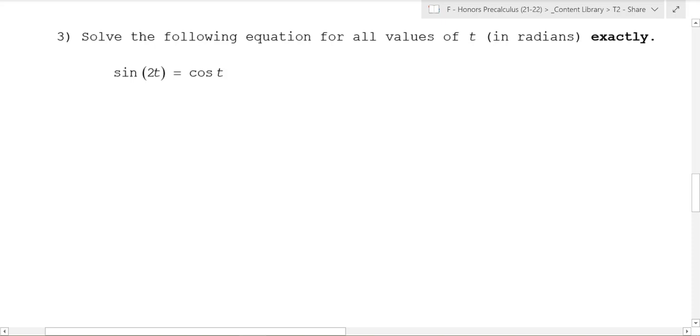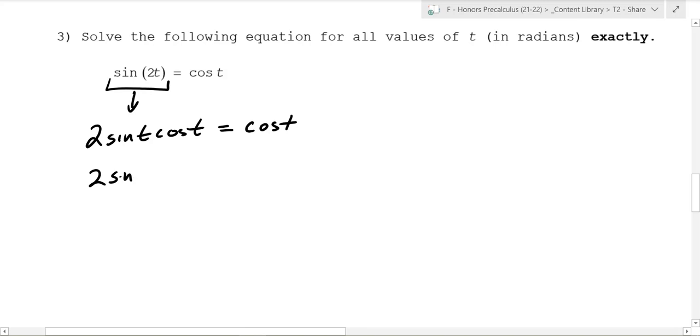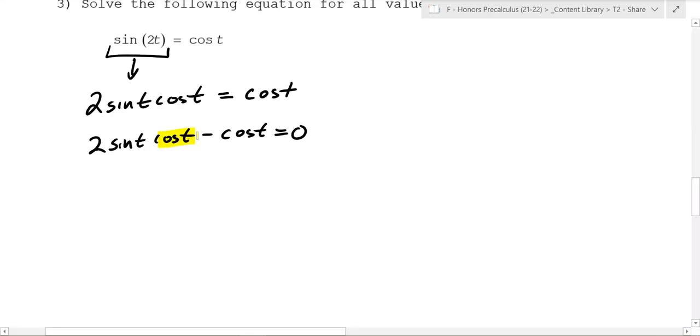So what we're going to do here first is use an identity we have above to turn this into something without 2t. This is equal to, by definition, 2 sine t cosine t from above, and the right hand side stays the same. We then subtract cosine t, and we get 2 sine t cosine t minus cosine t is equal to 0. And now what do you have in both pieces? You have a cosine t in both pieces, so you can factor that out. So you have cosine t times 2 sine t minus 1 is equal to 0.